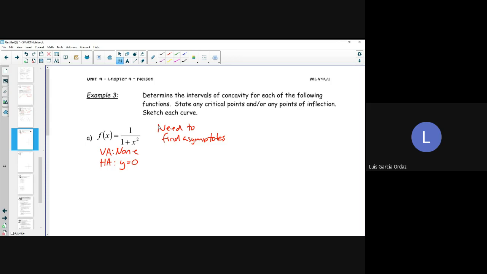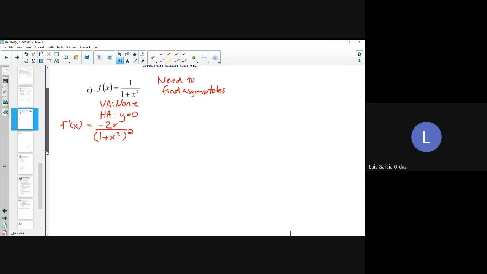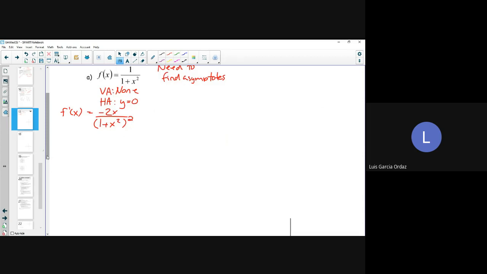So now if I take my derivative of f of x, I get negative 2x over 1 plus x squared to the power of 2. So now let's try to figure out if there's a local max remaining using our first derivative. So I have to set my first derivative equal to 0.